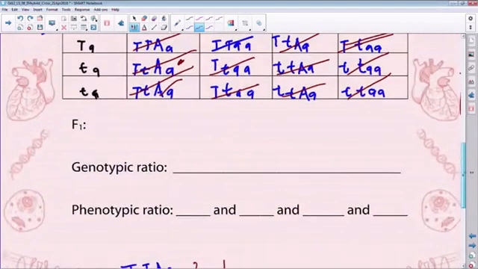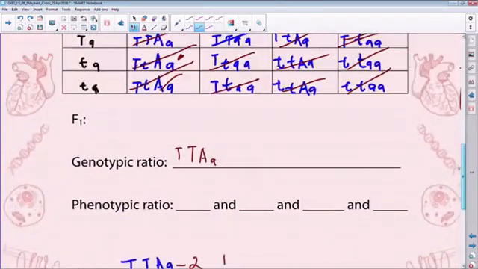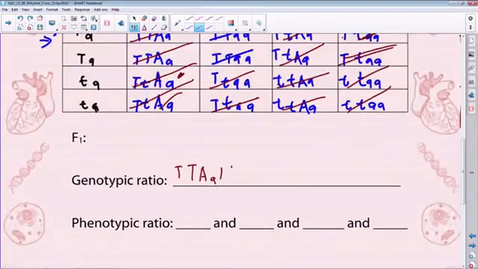Okay, so the ratio is big T, big A, small a. I'm sure that's what it was. That's it. It's one of those. Okay, 2.